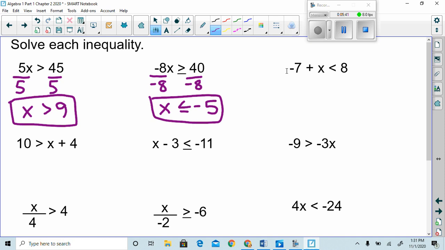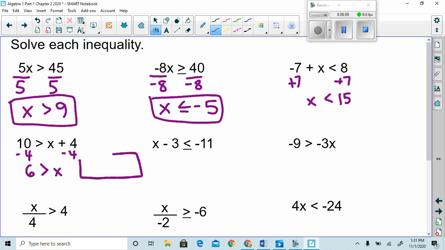In this next one, I have negative 7 plus x is less than 8. So in order to eliminate it, I must add 7 to both sides. X is less than 15. I see x plus 4. Inverse tells me to subtract. I get 6 is greater than x. But wait, before I tell you that I'm done with this problem, I must reverse the statement, and x is less than 6. Variable always comes first.